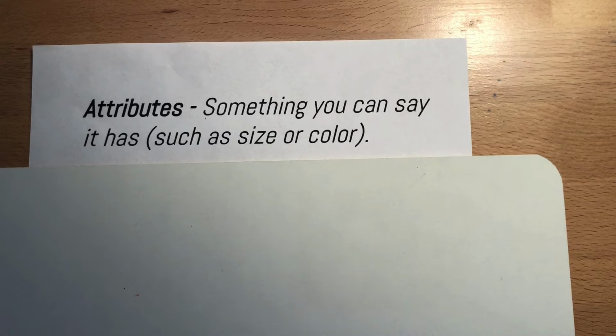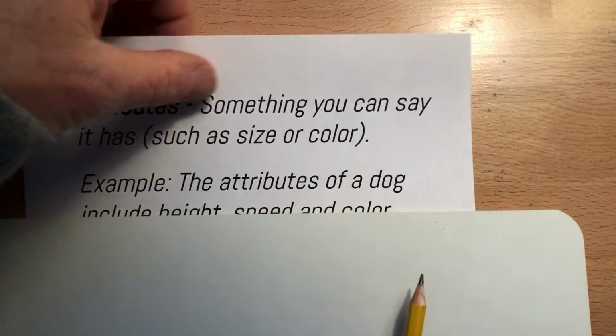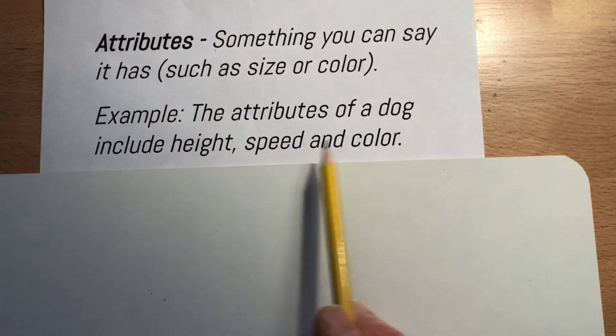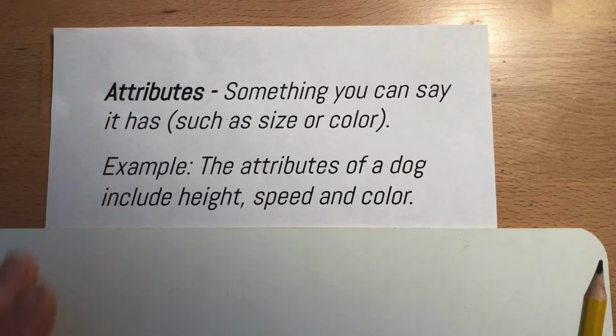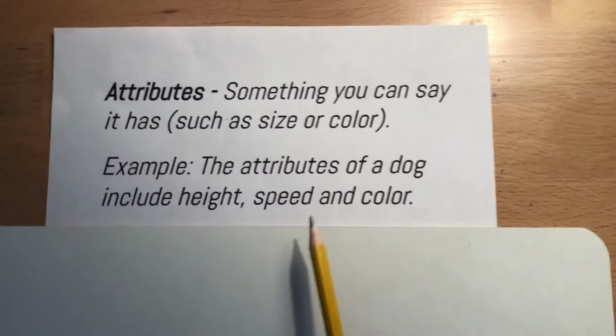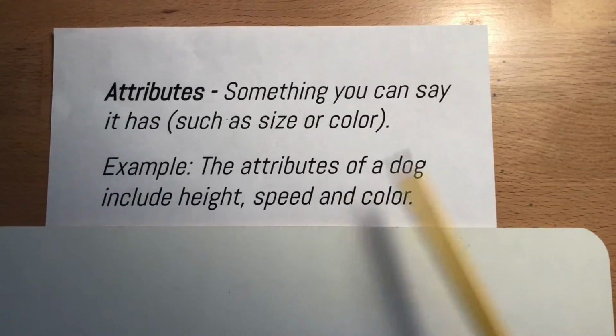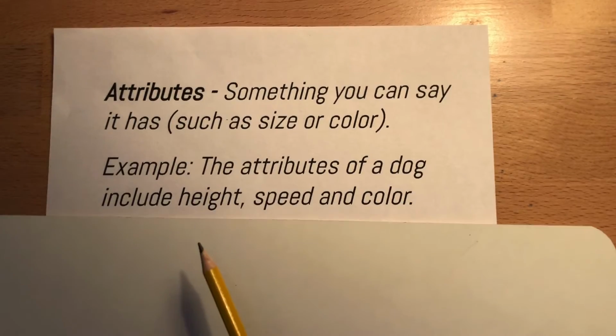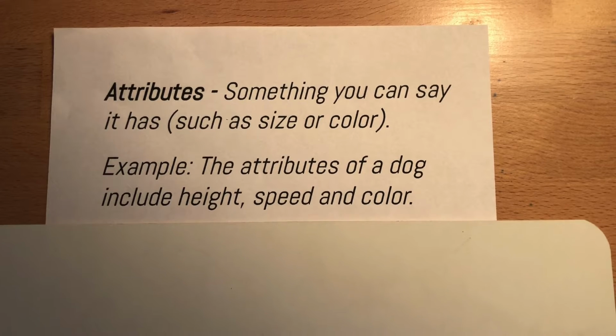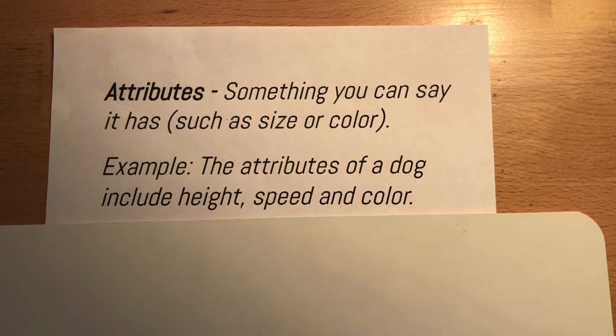So let's start off with our attributes of shapes, common shapes that we know, all right? So attributes is something you can say it has, such as size and color. Here's an example. The attributes of a dog include height, speed, and color. Remember that from yesterday, right? So attributes is something you can say it has, right? Say it has a color, size, shape, those types of things, all right? So when we talk about attributes, we're talking about attributes of shapes, all right?